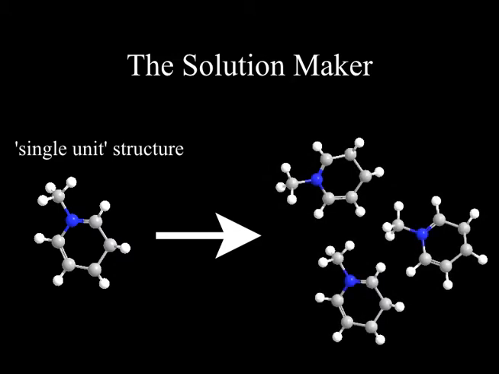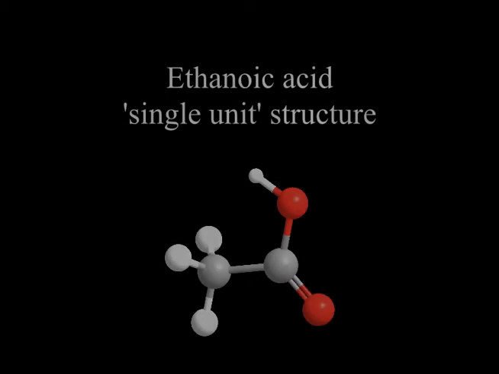A liquid system model will therefore consist of a number of single unit structures that are randomly orientated in the simulation box. For a solution model, the single unit structures will be considered as the solutes. For the demonstration, we are going to use an ethanoic acid molecule as the single unit structure to set up a liquid and a solution model.